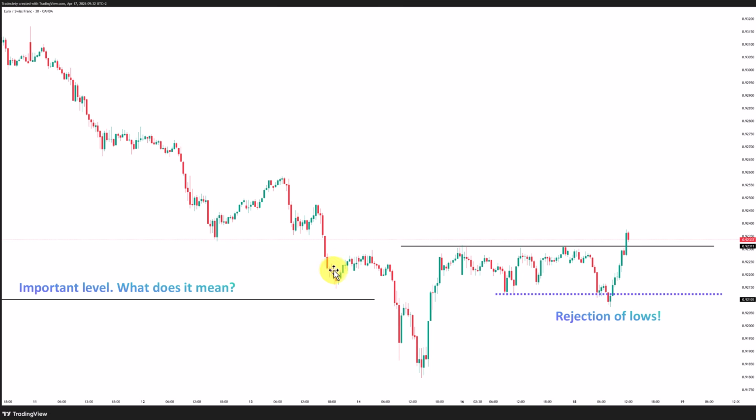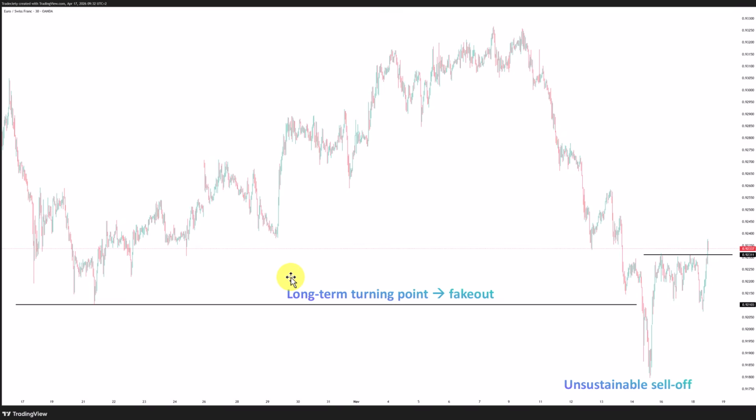What is the level? It's a really important concept here and a very important part of breakout trading. We want to zoom out and we can see that this is actually a long-term trend turning point. The market came into this area here, turned around, started a completely new level. It takes a lot of force, it takes a lot of market participation to turn around a trend like this. So those turning points are really important.